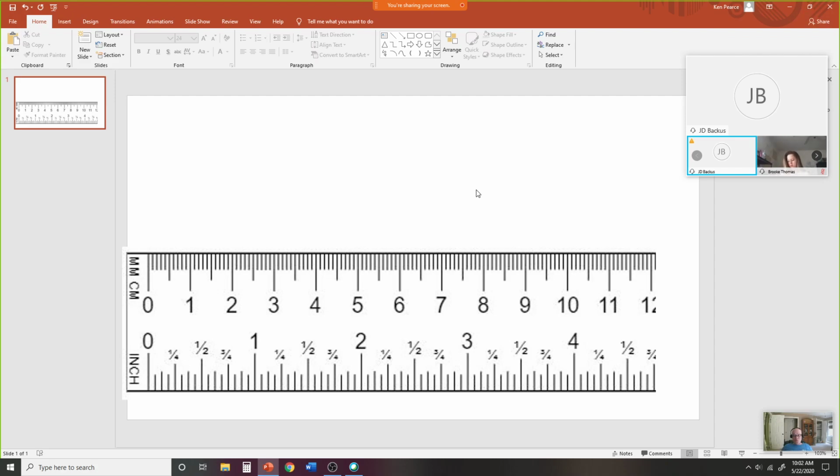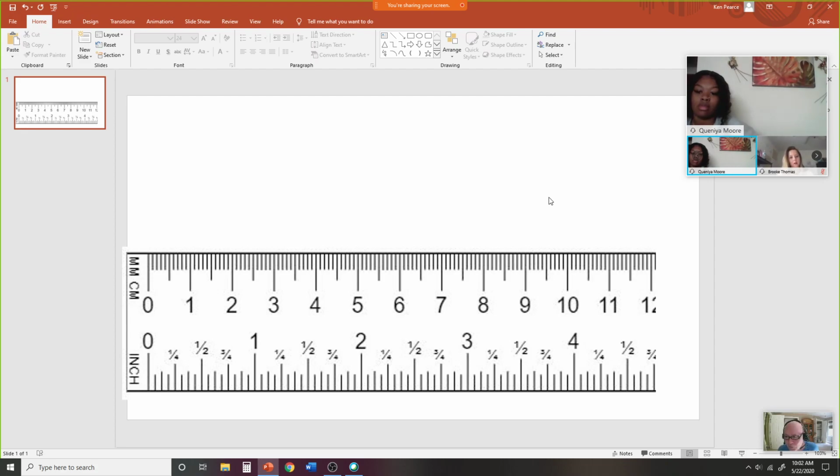Does everyone see a ruler? Thumbs up? Yes? No? Maybe? Can you see a ruler? Did I just lose everyone? Now we see it. You do see it? Thumbs up? Yes. Okay. All right.